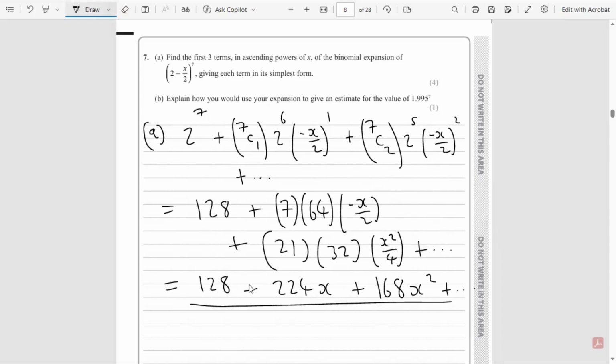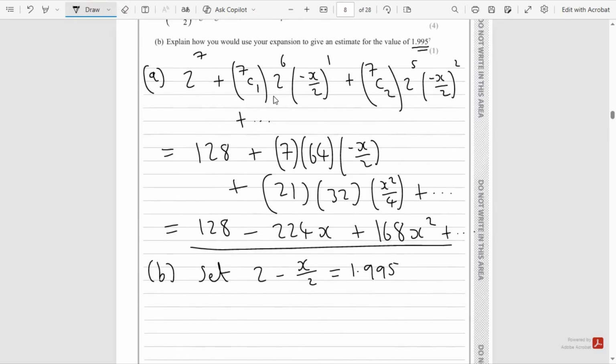Now let's move on to part B. Explain how you would use your expansion to give an estimate for the value 1.995 to the power of 7. The key thing to recognize with this part of the question is that this 1.995 is basically being substituted in for this (2 − x/2). So we're simply going to set 2 − x/2 equal to 1.995.